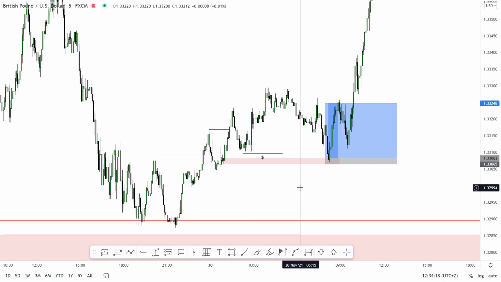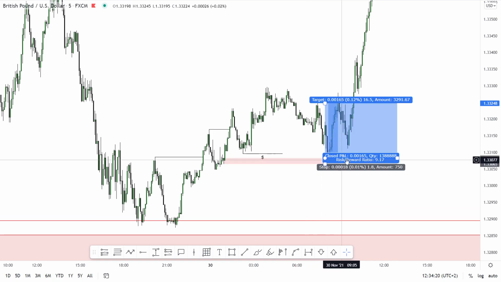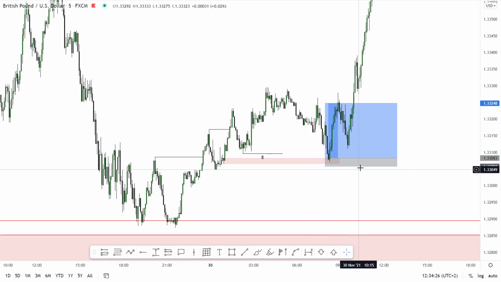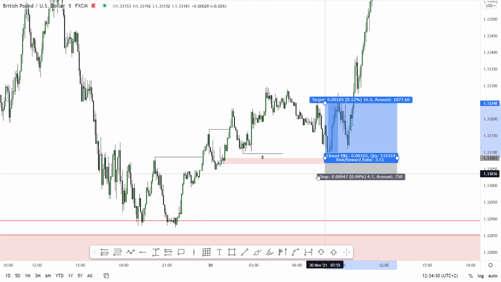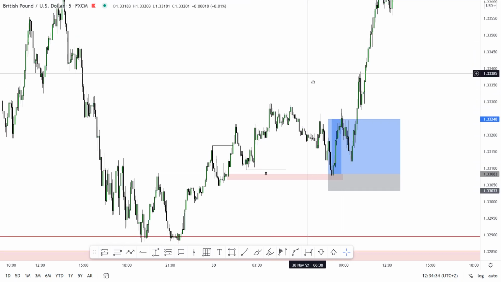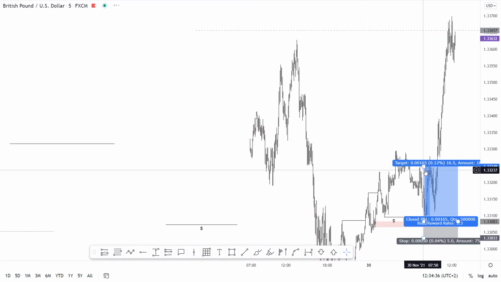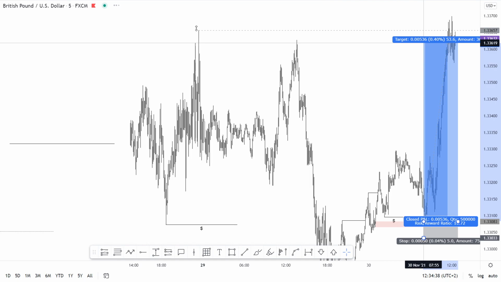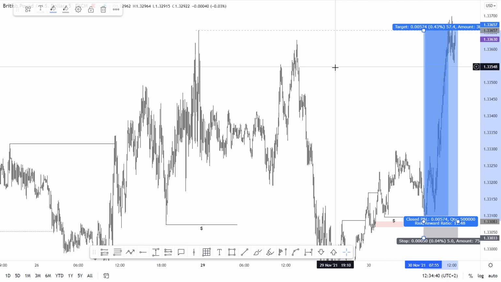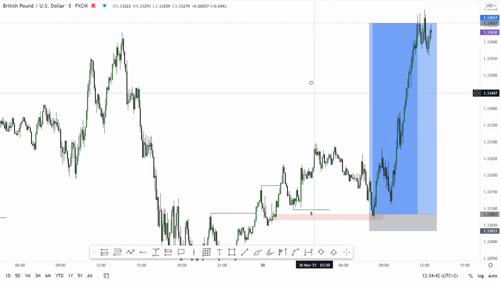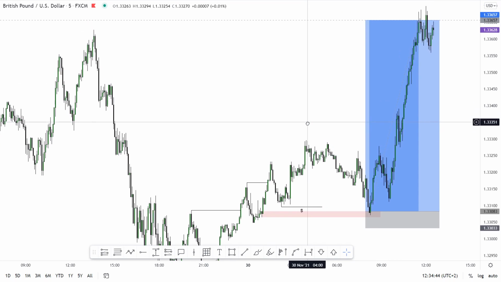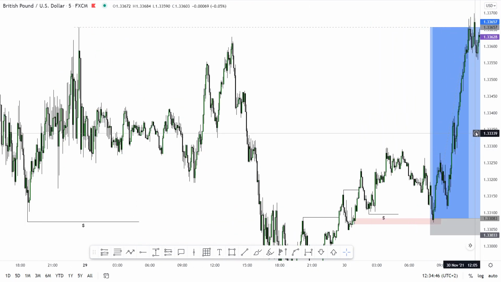So this was during London with the 1.8 pip SL. You could have either chosen 2.5 pips, 5 pips, doesn't really matter, whatever you're comfortable with, right? Could have taken it here, target being these highs right there, still 1:11, right, during London session.